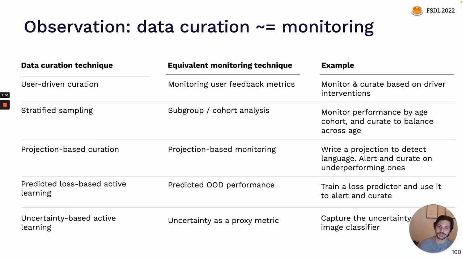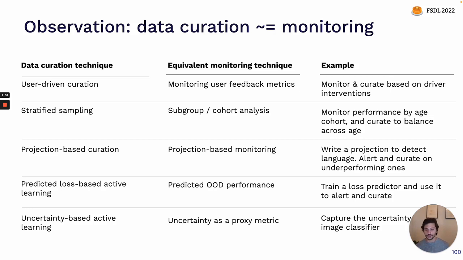If you're paying close attention, you might have noticed that there's a lot of similarity between some of the ways that we do data curation, the way that we pick interesting data points, and the way that we do monitoring. I think that's no coincidence. Monitoring and data curation are two sides of the same coin. They're both interested in solving the problem of finding data points where the model may not be performing well or where we're uncertain about how the model is performing on those data points.